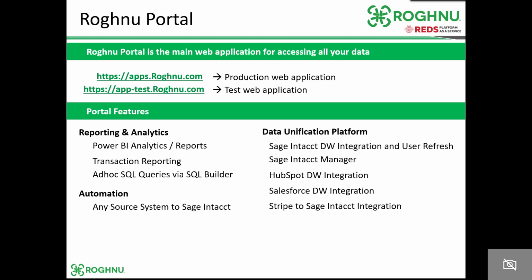We have a Sage Intacct Manager, which allows you to go through our web portal and update directly into Sage Intacct. So if you have distributed users that need to create a customer or an invoice, you can access that through the portal directly without having to log into Sage Intacct. We have a HubSpot data warehouse integration, Salesforce data warehouse integration, as well as our Stripe to Sage Intacct integration. And we have many other integrations that are out there as well, but these are some of the ones that we kind of highlight.